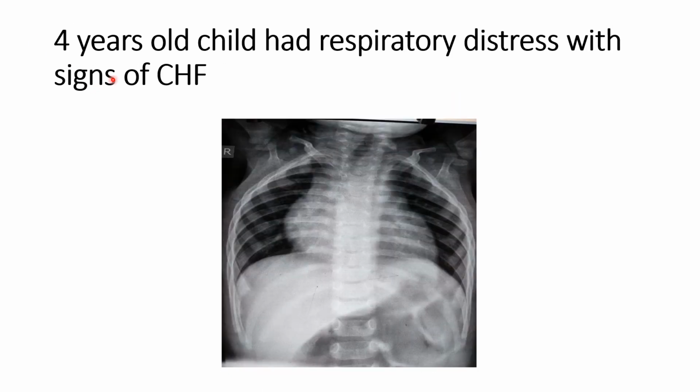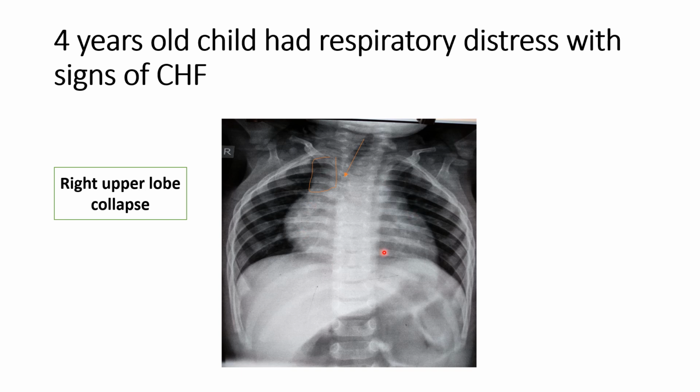This is an X-ray of a 4-year-old male child who was admitted to the emergency with respiratory distress and signs and symptoms of congestive heart failure. In this X-ray, you can see that the trachea is shifted to the right side, and an opacity is also present. It is because of the right upper lobe collapse.